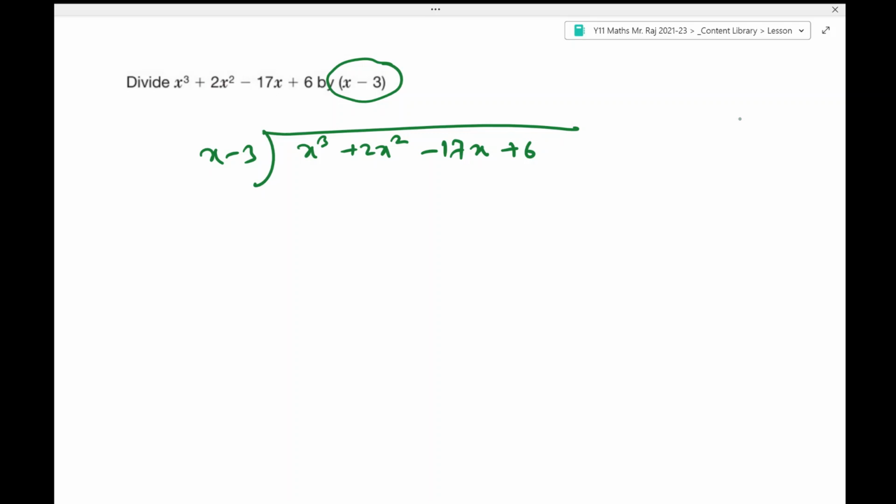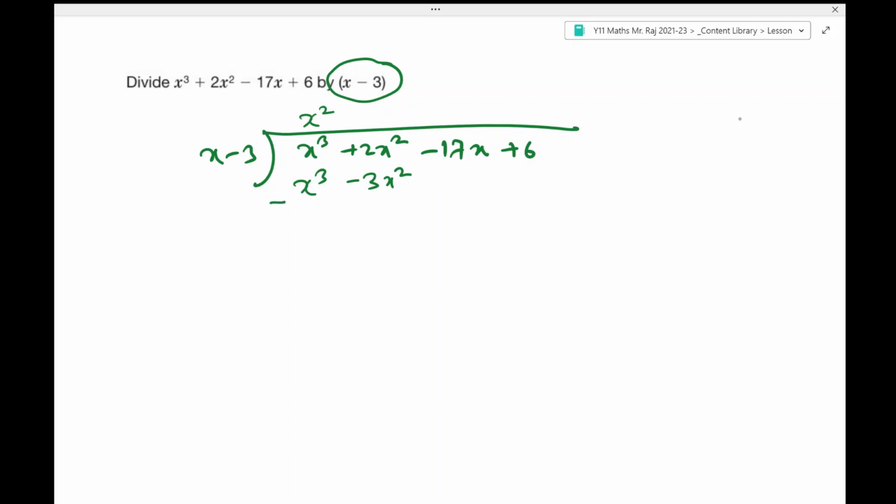Now here I have got x. What is the power of x here? 1. And what is the power of x here? x cubed, right? What multiplied by x will give me x cubed? I will just write x squared. And then you multiply x minus 3 by this x squared. So x times x squared is x cubed, and minus 3 times x squared is how much? Minus 3x squared. Now you need to subtract.